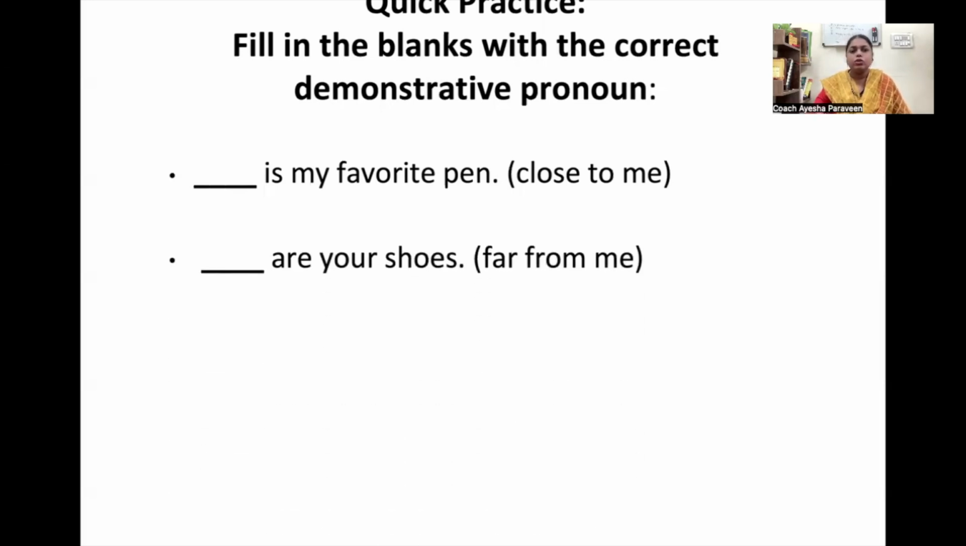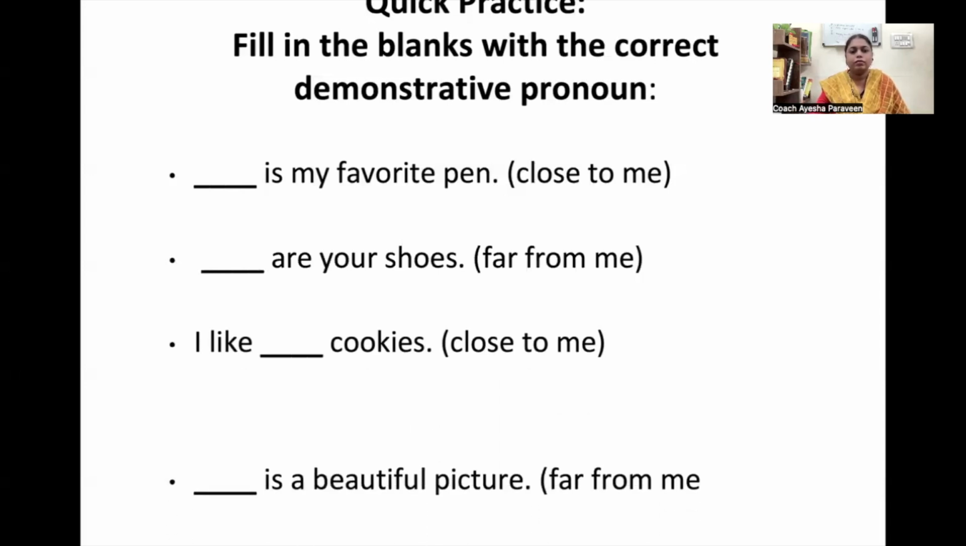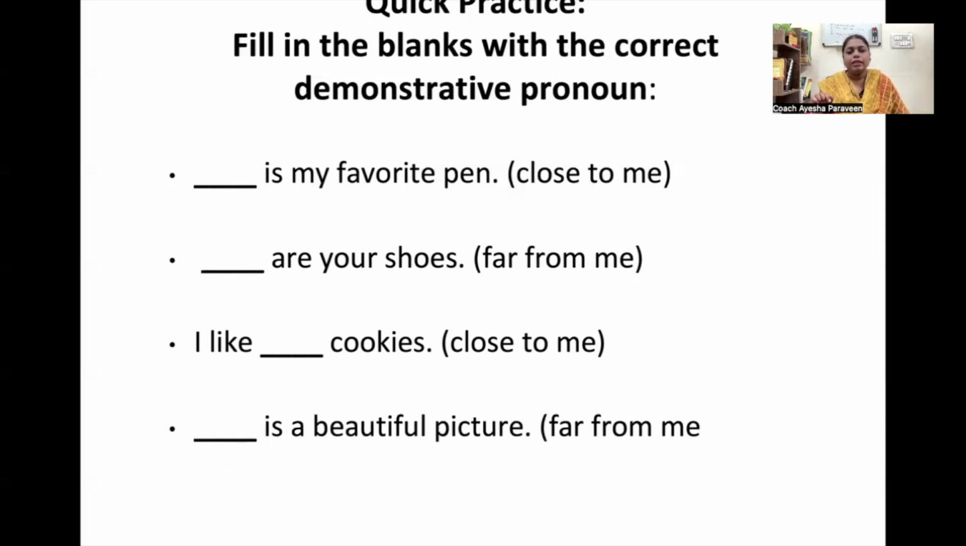Dash are your shoes. Shoes that are far from me. I like dash cookies. Close to me. Dash is a beautiful picture. Far from me. Here in these sentences, you have to observe whether we are talking about a singular thing or a plural thing, and whether it is a nearby object or far away. Based on that, you have to use the demonstrative pronoun, fill in the blanks and check your answer.